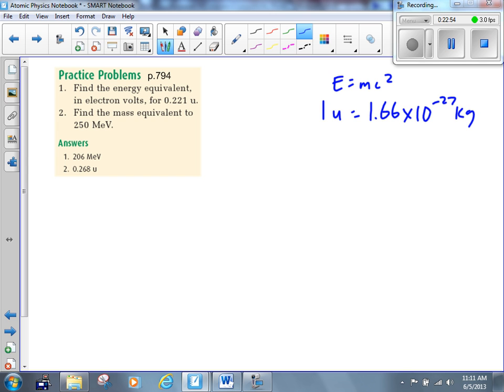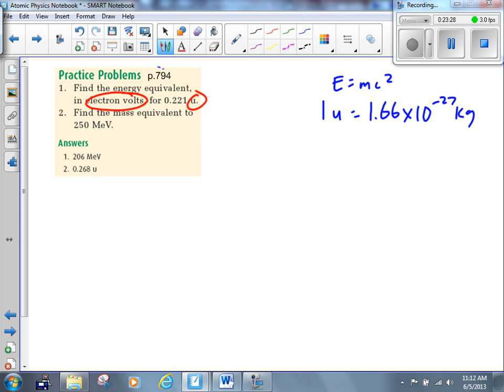Let's take a look at both of these questions here fairly quickly. One says, find the energy equivalent in electron volts for 0.221 atomic mass units. First things first, we don't like electron volts, and we don't like atomic mass units. We're going to convert both of those. We're going to convert atomic mass units to kilograms. That's going to give us joules, and then we're going to have to convert to electron volts. So in the end, two conversions take place here.